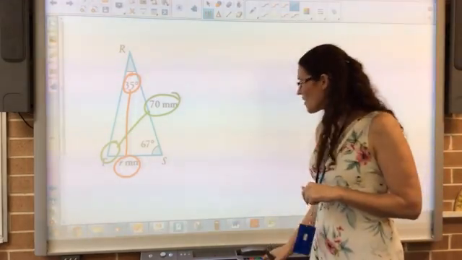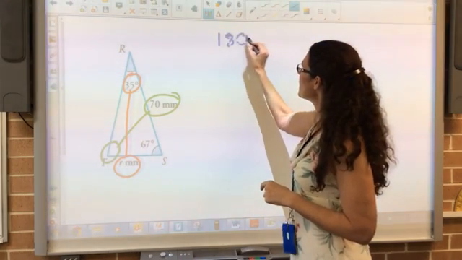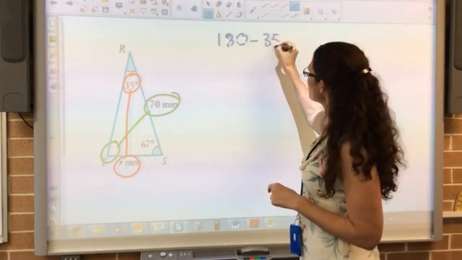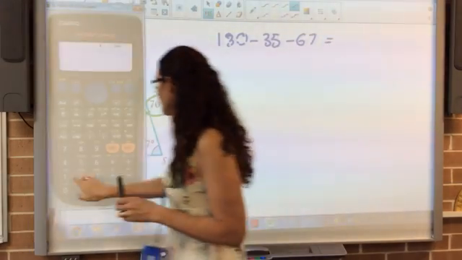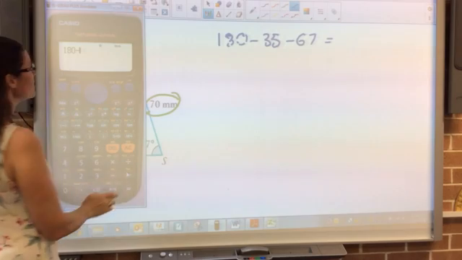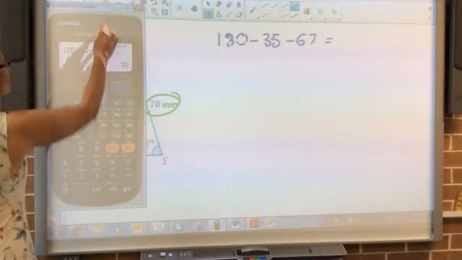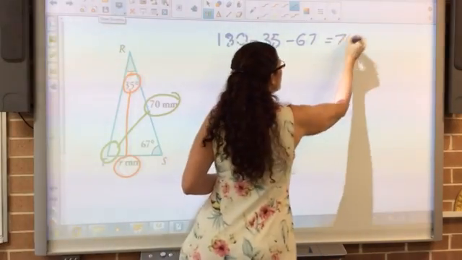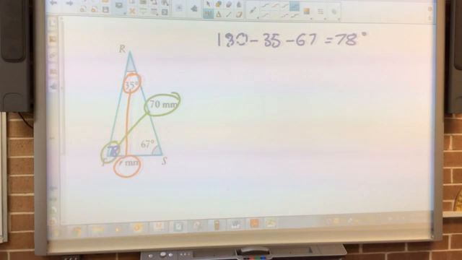That's correct. I know that the angle sum of a triangle is 180, so if I do 180 and I subtract 35 and 67, what do I get? 180 minus 35 and 67. And we get that that angle must be 78 degrees. So I have a 78 in here. So you may need to do that to make sure you have your two pairs because they must be opposite each other. Once I have those, I'm going to put them in my rule.